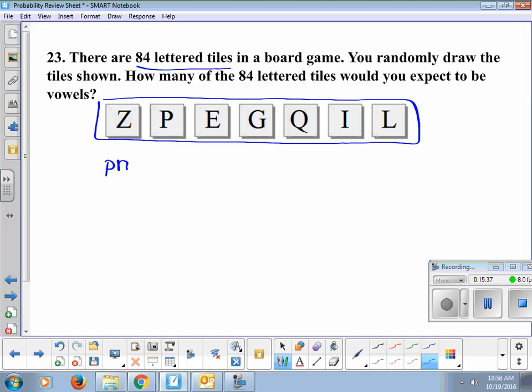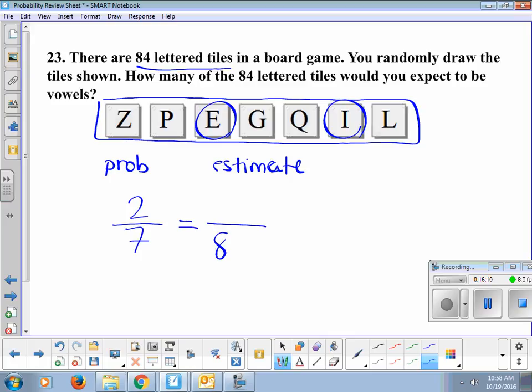So remember, we write our probability as a fraction and then our estimate as a fraction, and we set them equal to each other. If we look at the tiles, how many of our tiles that we chose are vowels? 2. Out of how many total tiles did we draw? 7. And then we have 84 total. Where would that go, the numerator or the denominator? Denominator, and we're not sure how many vowels you'd expect. So we have a proportion. You have to cross multiply and solve for x.